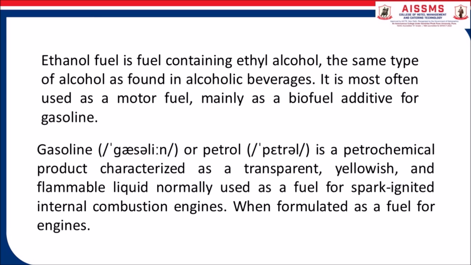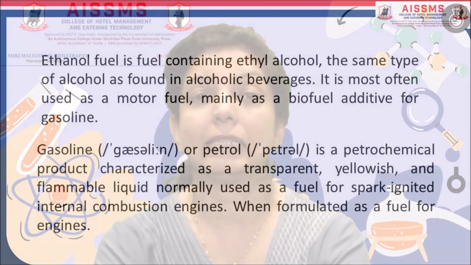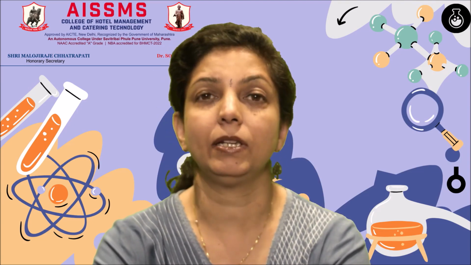Let's see what gasoline means here. Gasoline or petrol is a petrochemical product characterized as a transparent, yellowish and flammable liquid, normally used as a fuel for spark-ignited internal combustion engines. And that is the reason why, while handling them, one has to follow the precautions and preventive measures. As mentioned earlier, it is a flammable liquid.